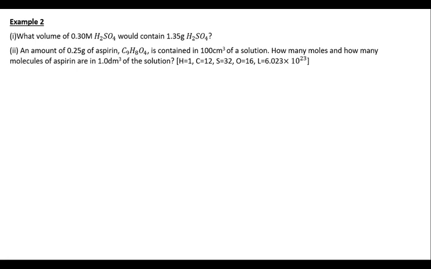given that the relative atomic mass of hydrogen is 1, carbon is 12, sulfur is 32, oxygen is 16, and then Avogadro's number is 6.023 multiplied by 10 raised to the power 23. So let's write our solution.